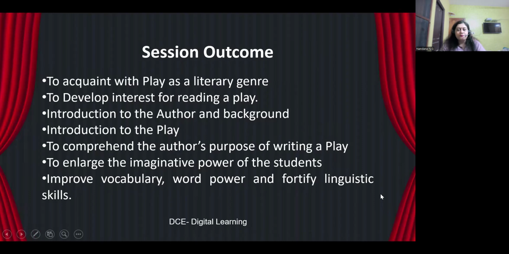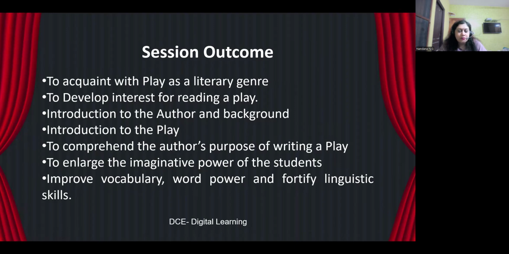The session outcomes. At the end of the session, the student will be acquainted or familiarized with the play as a literary genre. He or she will be able to develop an interest for reading a play. For all we know, a few budding writers might be there in the student fraternity who are listening to this. They might even be encouraged enough to write their own play.